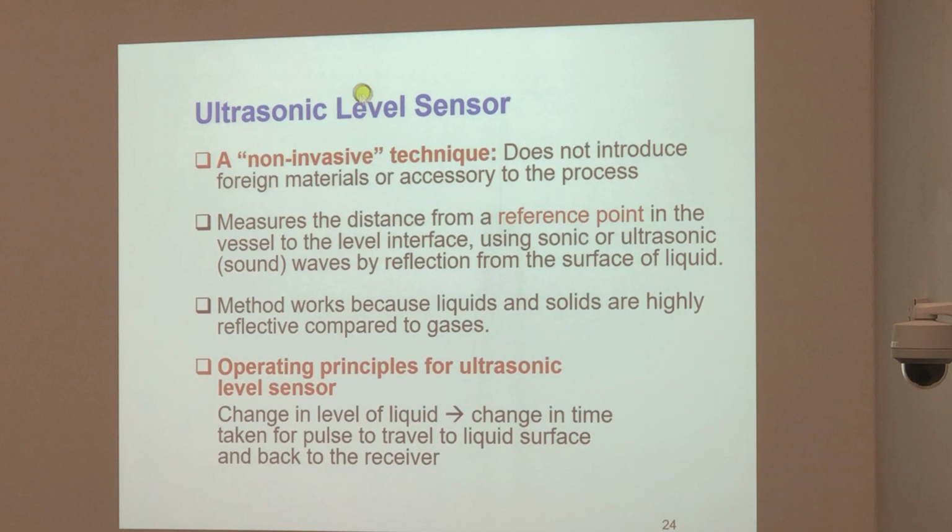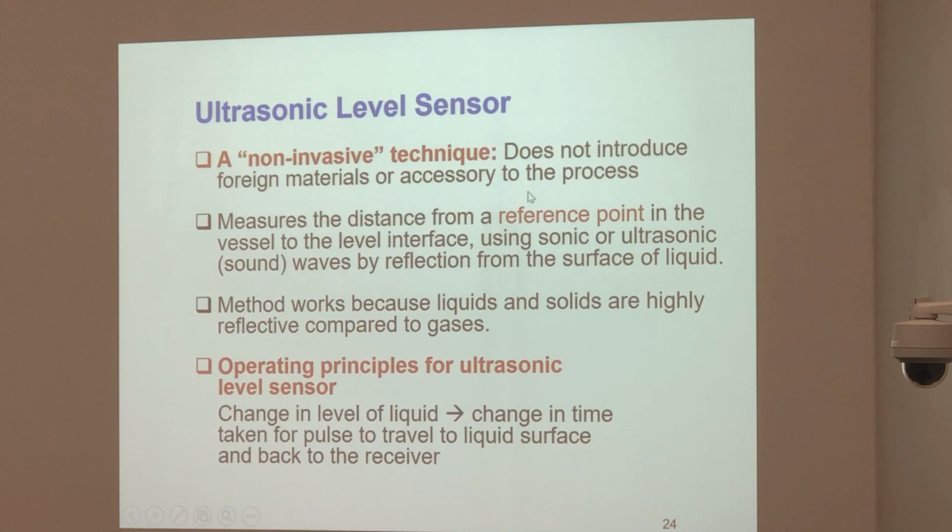Ultrasonic level sensor is a non-invasive technique. Which means, what do these non-invasive techniques mean? When I measure the level, I don't need to go inside the liquid in order to measure. So I do not introduce any foreign material into the process. Because it's a level sensor, for the liquid, I don't insert anything. What I do is shine ultrasonic sound to the surface, and when it reflects back, I have a receiver to receive, and based on that, I calibrate the level, right?